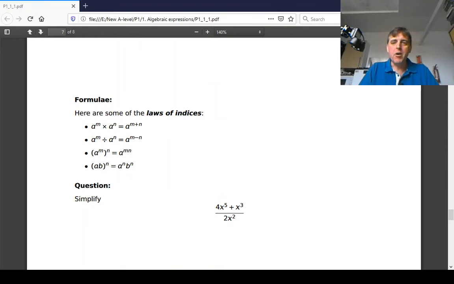Okay, how are we doing here? Hopefully we're doing well. The last one we're going to do in this video is one which is going to involve a fraction here, an algebraic fraction. Let's see if we can simplify this using our laws of indices there.